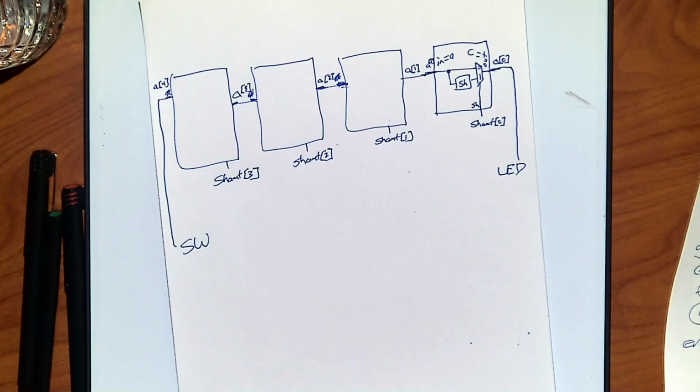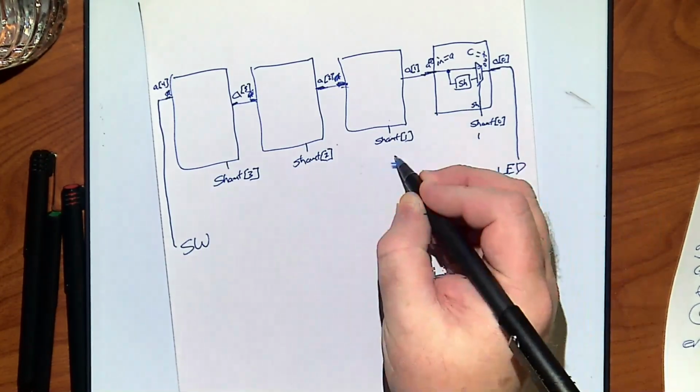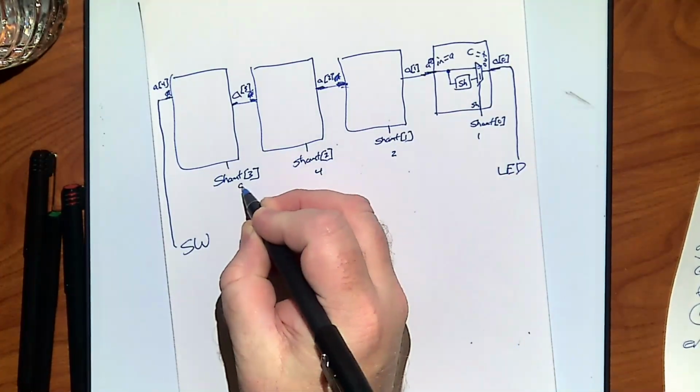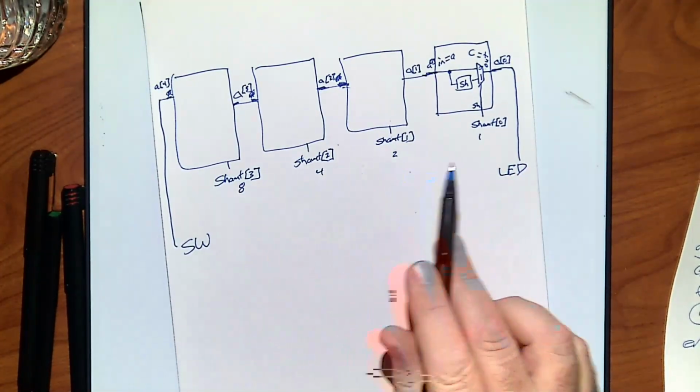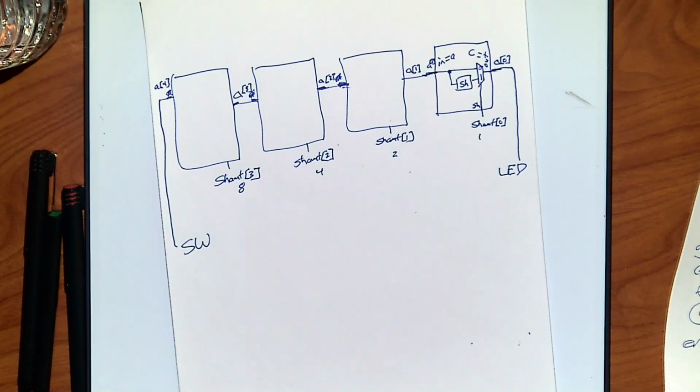So I will do one, this will do two, this will do four, this will do eight. Right? 8 plus 4 plus 2 plus 1 is 15. It makes no sense to shift by 16, because that just results in nothing. That's identical to the original. So the maximum shift, and that's something we learned from last time, is the length of A in bits.